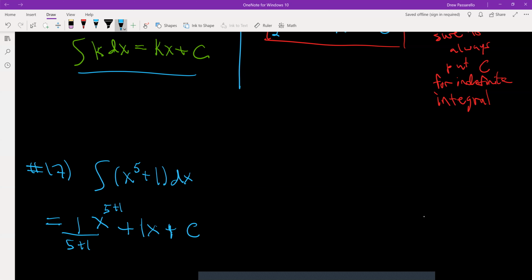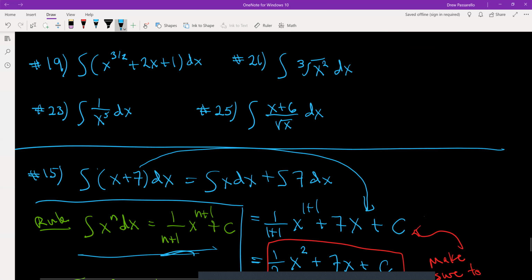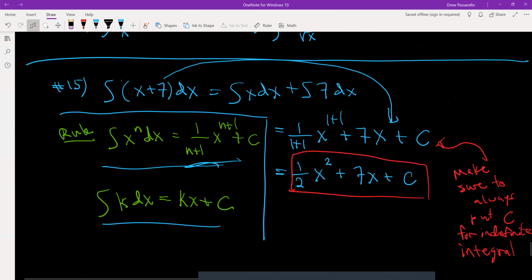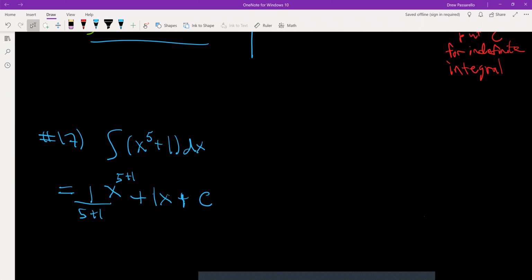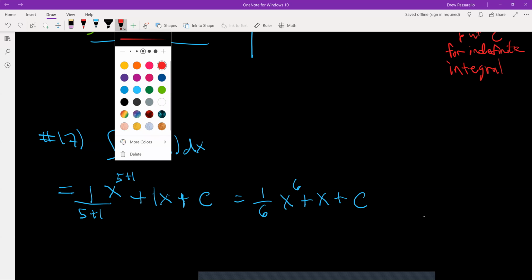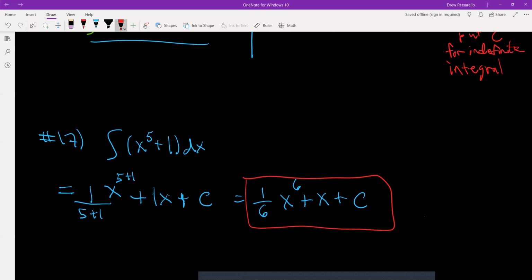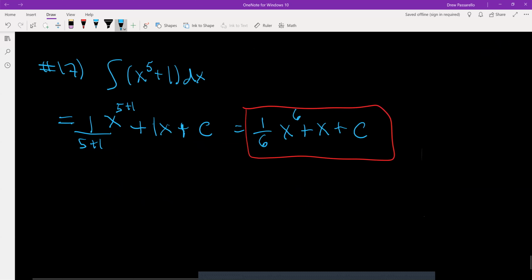So I hope that is clear. I just skipped the in-between step because at this stage we know we integrate each component or each term. All right, so that's going to be equal to 1/6 x to the 6, and then plus x plus c. All right, next one's number 19.